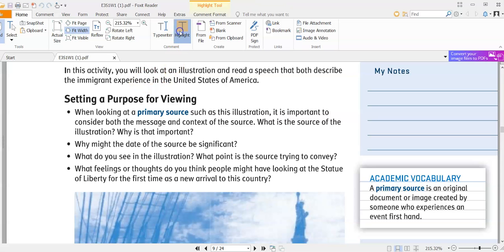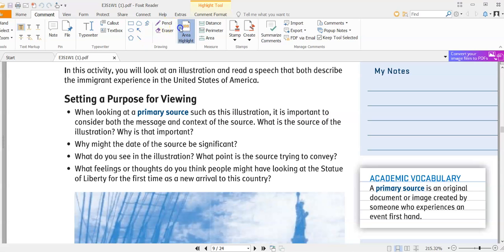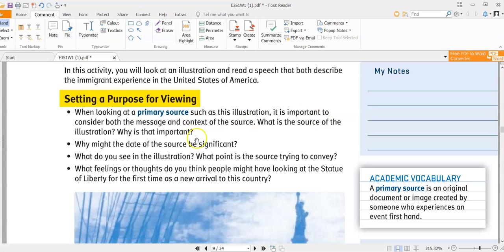So here we are, the most important part of any SpringBoard activity, setting a purpose for viewing. The reason that this part is so important is that it gives us an idea of what to look for when we're reading the piece. So here are the instructions it's giving us. When looking at a primary source, such as this illustration, it is important to consider both the message and context of the source. What is the source of the illustration and why is that important?